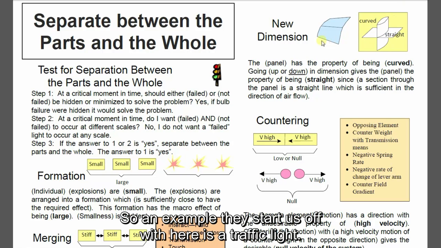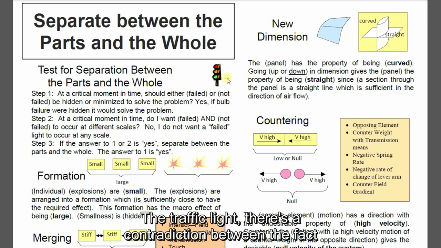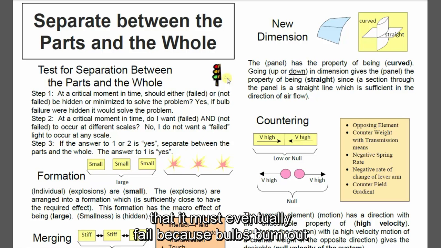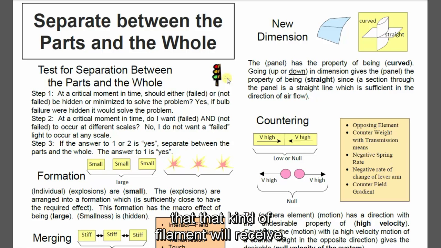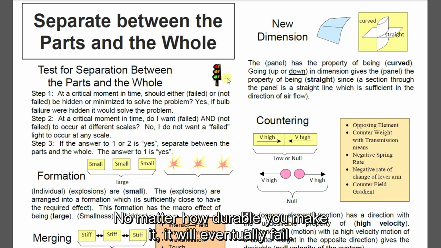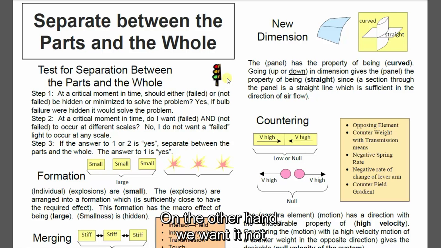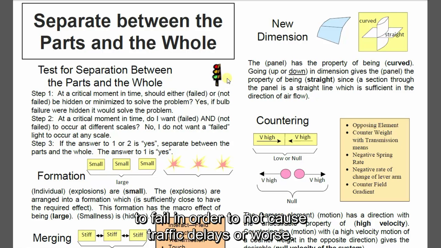So an example they start us off with here is a traffic light. There's a contradiction between the fact that it must eventually fail, because bulbs burn out eventually, especially with the kind of vibration that that kind of filament will receive. No matter how durable you make it, it will eventually fail. On the other hand, we want it not to fail in order to not cause traffic delays or worse.